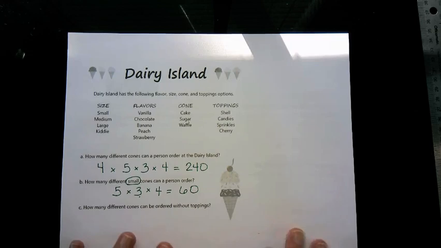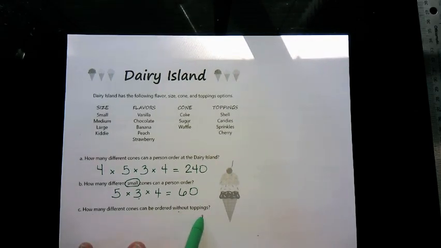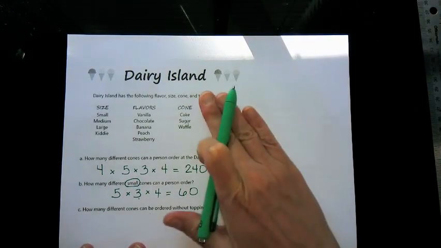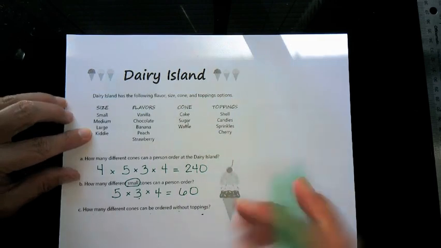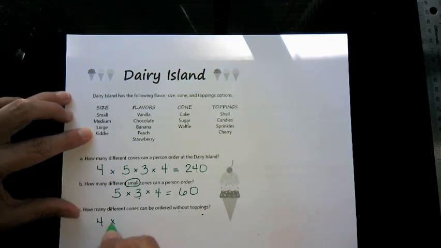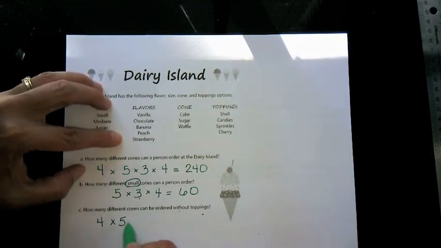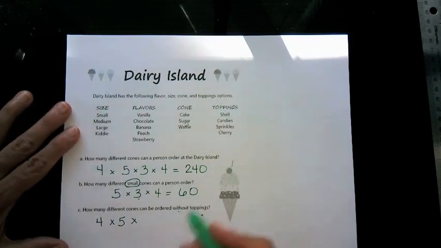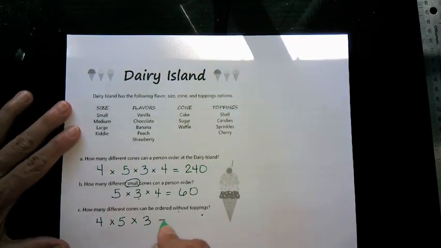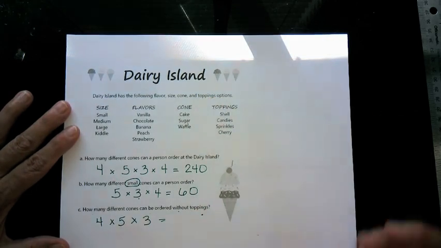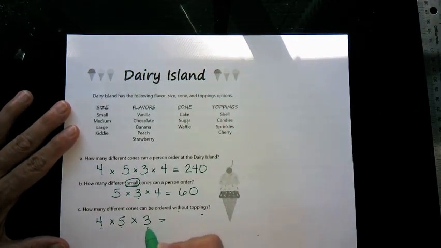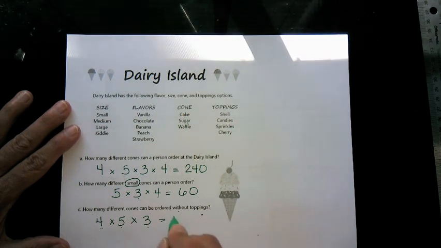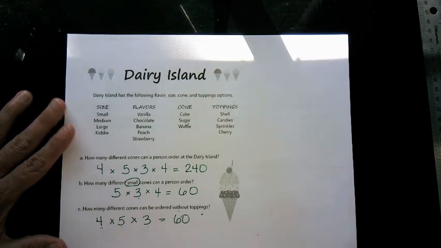A last question for Dairy Island. How many different cones can be ordered without toppings? So now we're eliminating the toppings option, but we still have 4 different sizes to choose from. We have 5 different flavors to choose from, and we have 3 different types of cone. We're just not choosing any toppings anymore. So now we multiply these. 4 times 5 gives me 20, times 3 gives me 60.